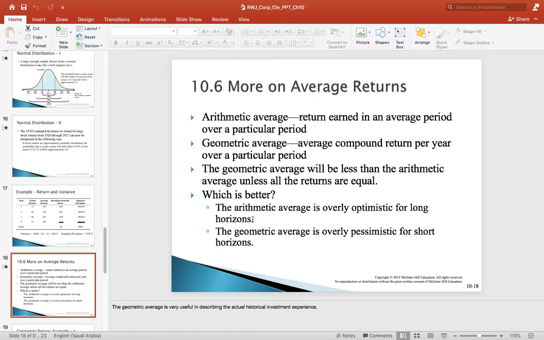Which one is better? If you are looking at a long horizon, the geometric average is better. If you are looking at a short horizon, the arithmetic average might be used. The arithmetic average is overly optimistic for a long horizon. The geometric average is overly pessimistic for a short horizon. Therefore, if short horizon, use the arithmetic average. If long horizon, use the geometric average.